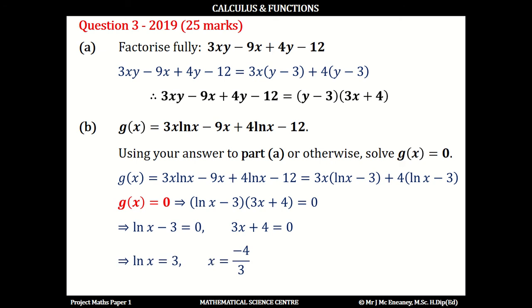Okay. However, you cannot get the log of a negative number. So you cannot get the ln of minus 4 over 3. So that means we cannot use x equals minus 4 over 3. So the only solution is going to come from the equation the ln of x equals 3. And if you take the exponential of both sides, this just means x equals e to the 3.